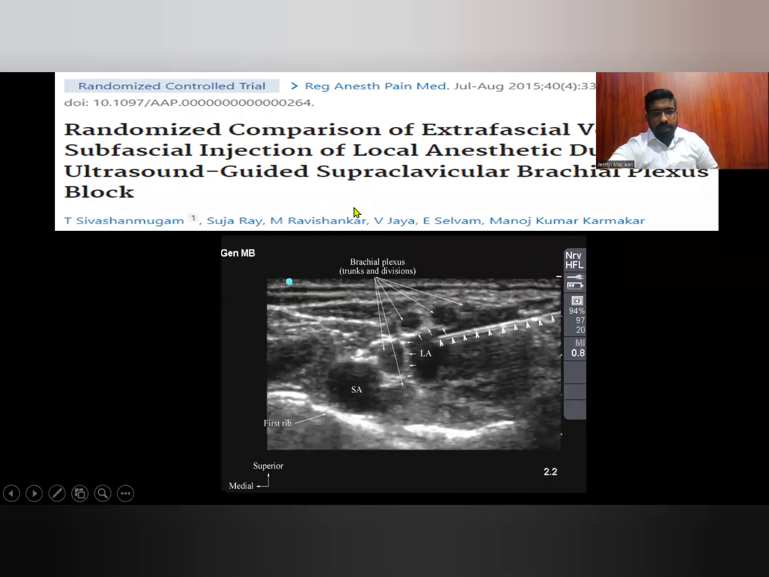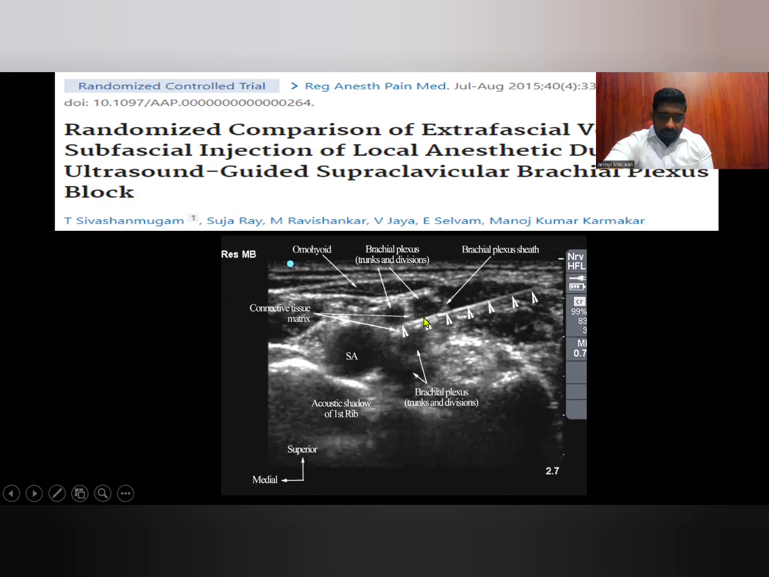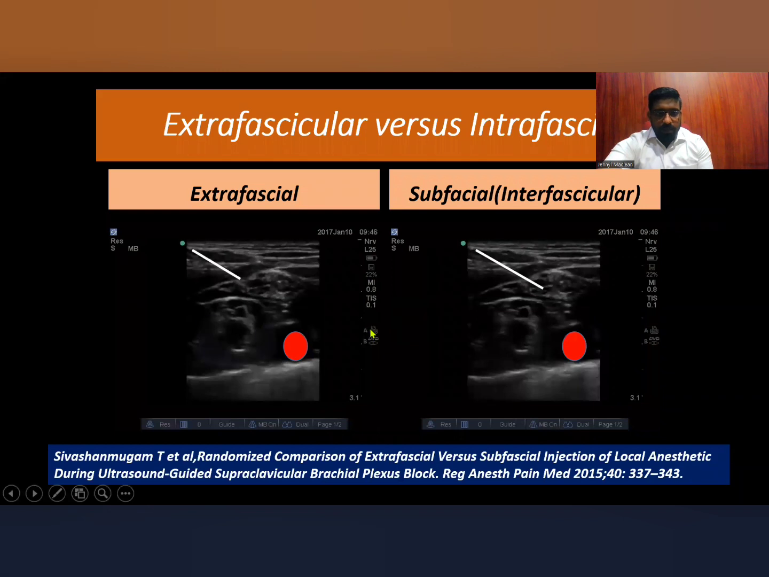This is what Dr. Shivashanmugam demonstrated. You can see this was published. This is an RCT trial. First, they compared the extrafascial injection with subfascial injection of local anesthetic during ultrasound-guided supraclavicular brachial plexus block. Extrafascial means you're not piercing the fascia, depositing the drug outside the fascia. And subfascial means you pierce that fascia, come inside into the brachial plexus and give the drug. I'm just showing, this is extrafascial and this is subfascial.